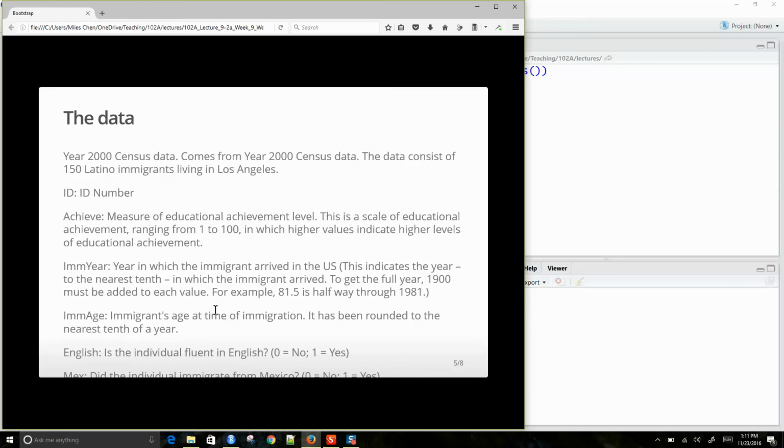And really what we're just curious of is whether there is a relationship between achievement, the education achievement level, and whether the immigrant is from Mexico or not? Okay, that's the question that the researchers have.